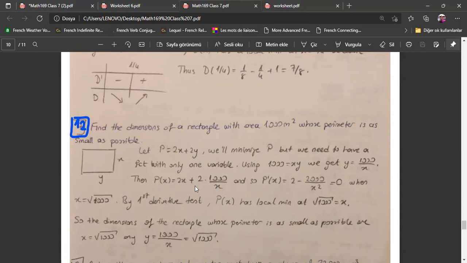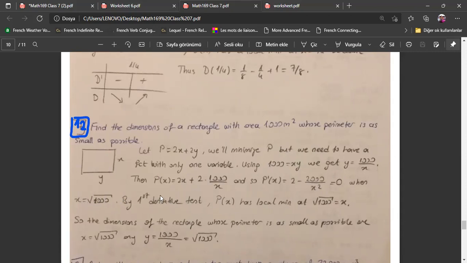Now we can minimize it. So how can we do that? We first find its derivative and equalize it to 0. So it gives x equals this one. x cannot be negative here. It's a dimension. So we pick the positive value of that variable.